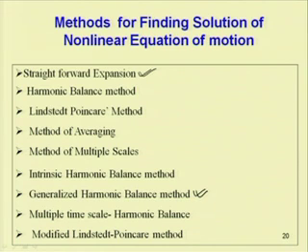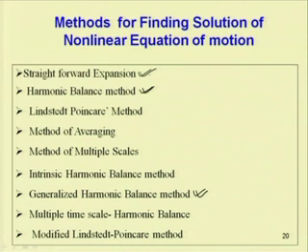Similarly, one can have the harmonic balance method. In the harmonic balance method, one can use a Fourier series to expand the solution, find the coefficients and get the solution. In the next class we will study the straightforward expansion method in detail, in which we will see the demerits of this method and why we are going for the other methods. In this module we will study the straightforward expansion, harmonic balance method, Lindstedt Poincare method, method of averaging, method of multiple scales, intrinsic harmonic balance method, generalized harmonic balance method, multiple time scale harmonic balance method and modified Lindstedt Poincare methods.